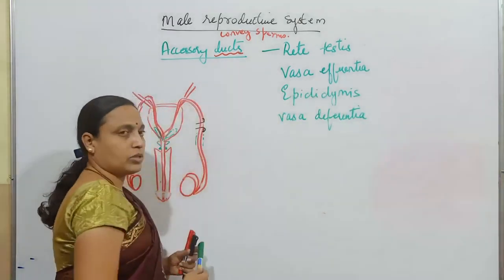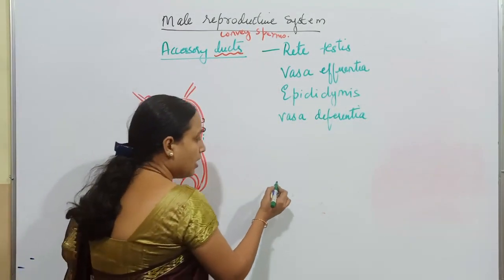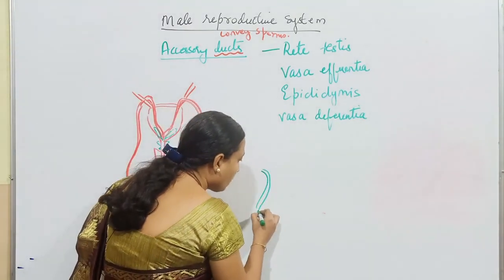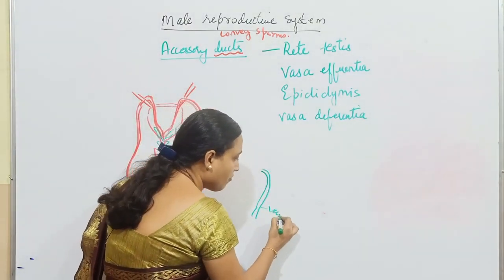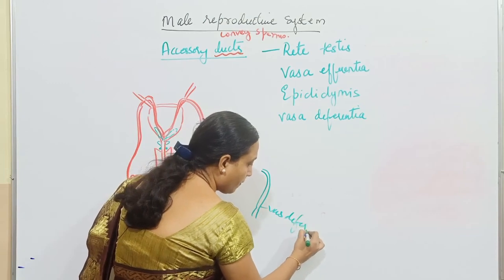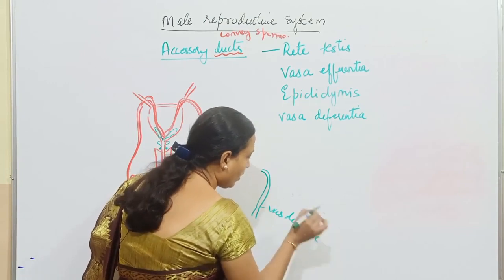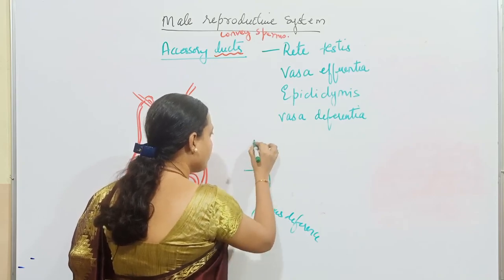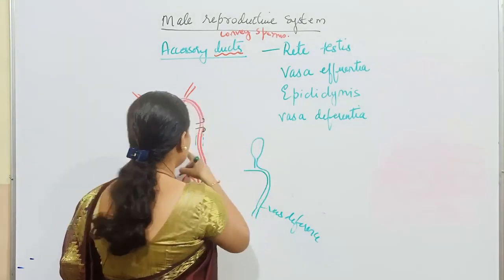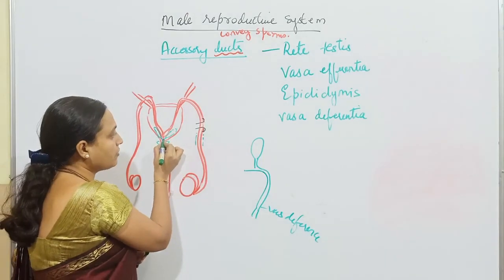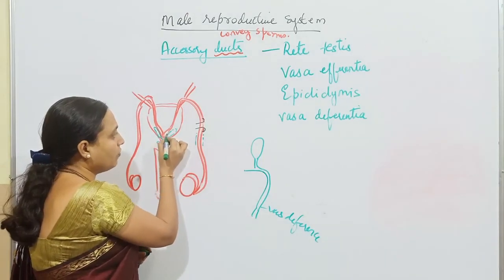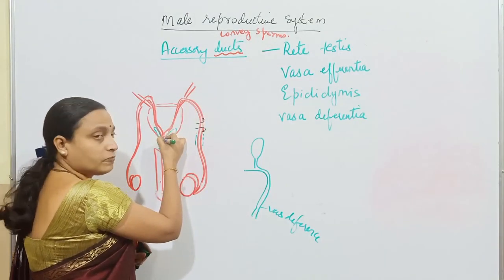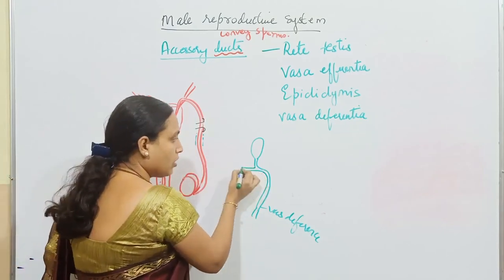And here I want to schematically represent. Now suppose this is the vas deferens of one side. This vas deferens is going to join with the duct of the seminal vesicle. So the seminal vesicle is there, and the duct of the seminal vesicle will join with that of the vas deferens. So in this way.